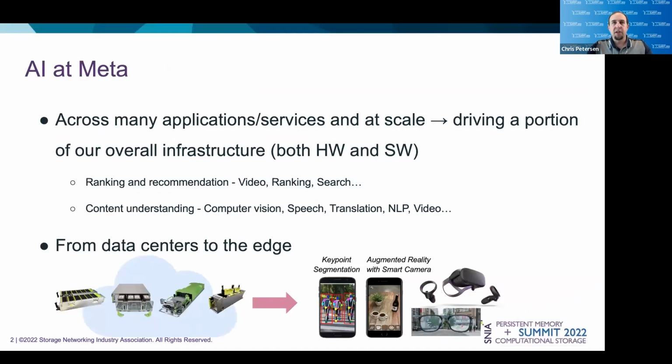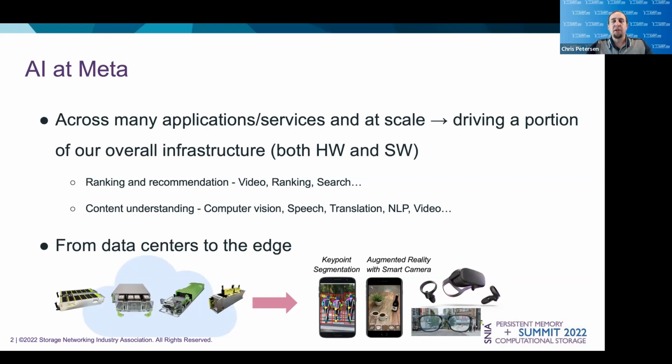AI workloads are used at scale across many applications and services and drive a portion of our infrastructure, both in terms of hardware and software. At a high level, we see the AI workloads fall into two big categories. Ranking and recommendation, for example, those models used to make video suggestions in terms of what might be interesting to a particular user, and content understanding.